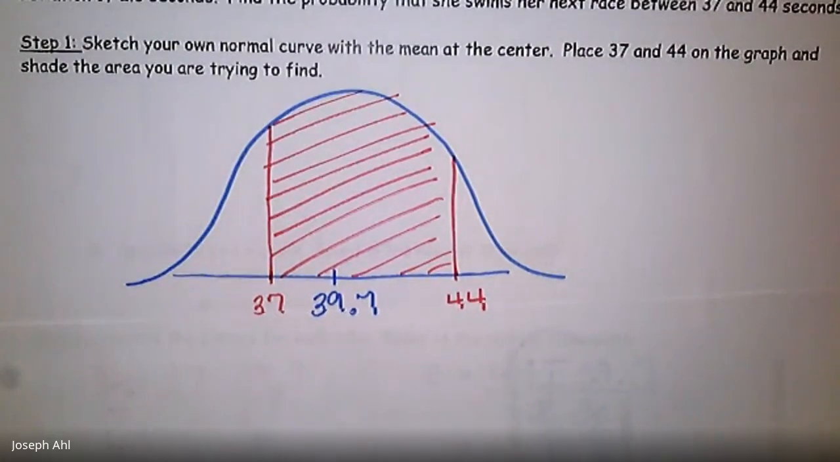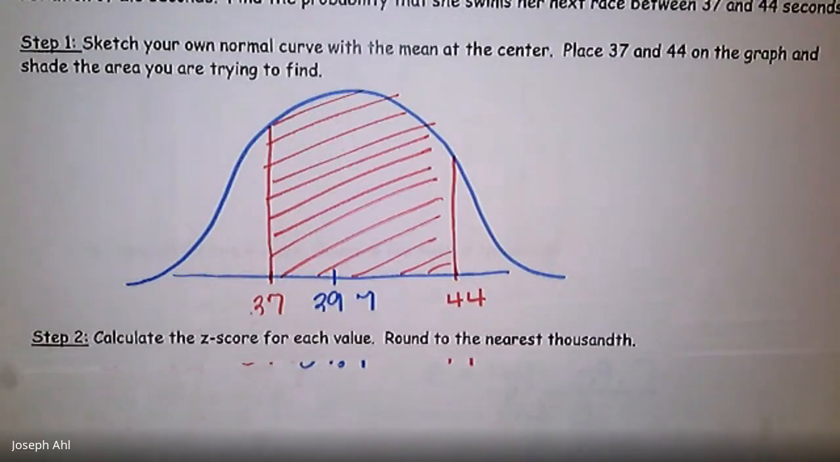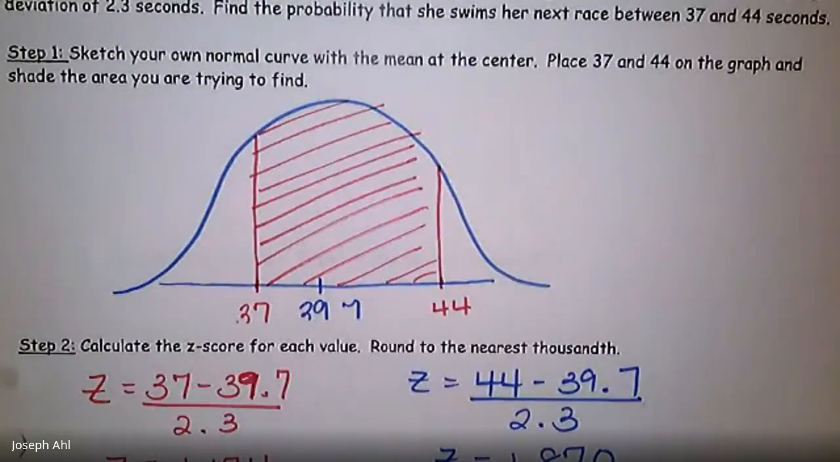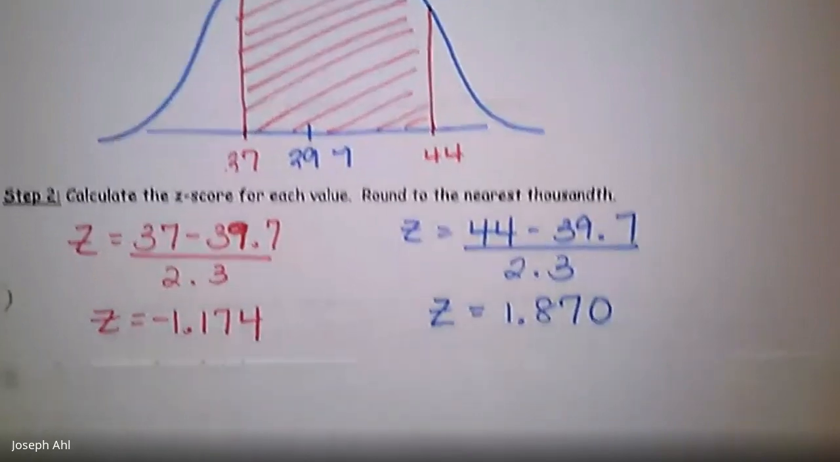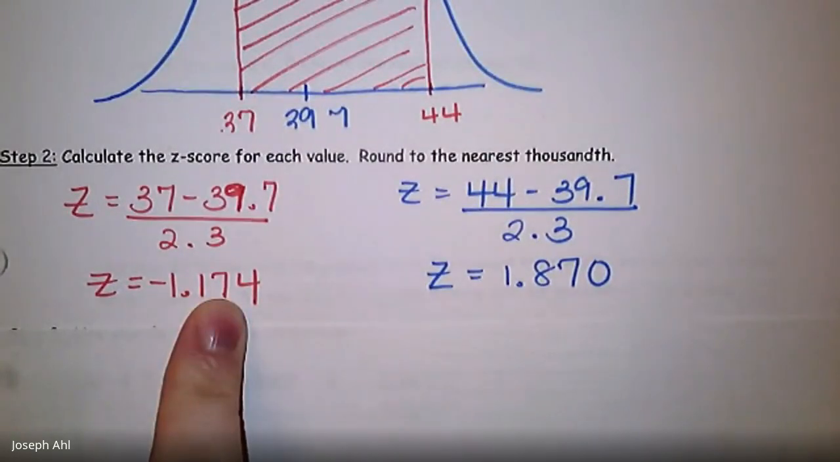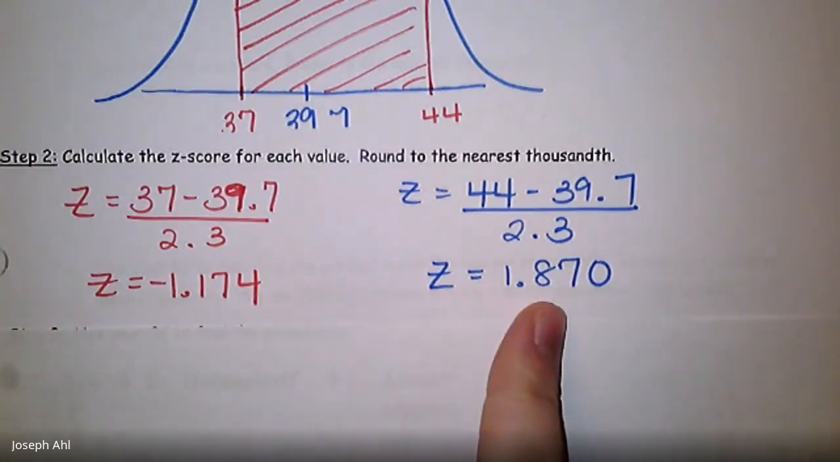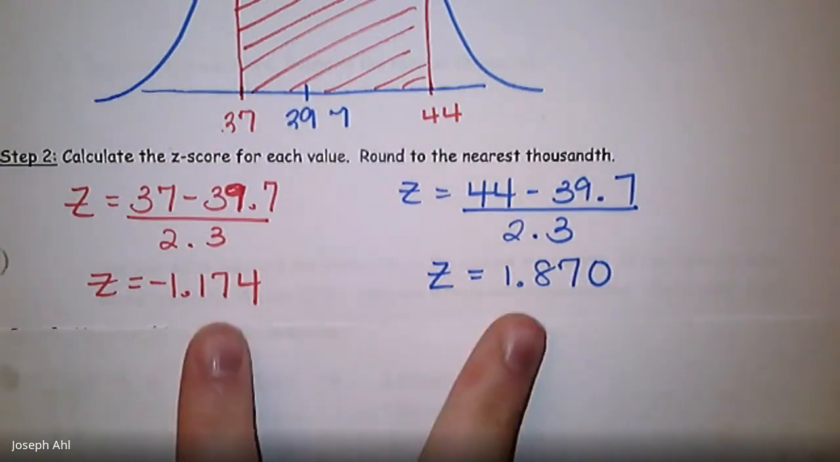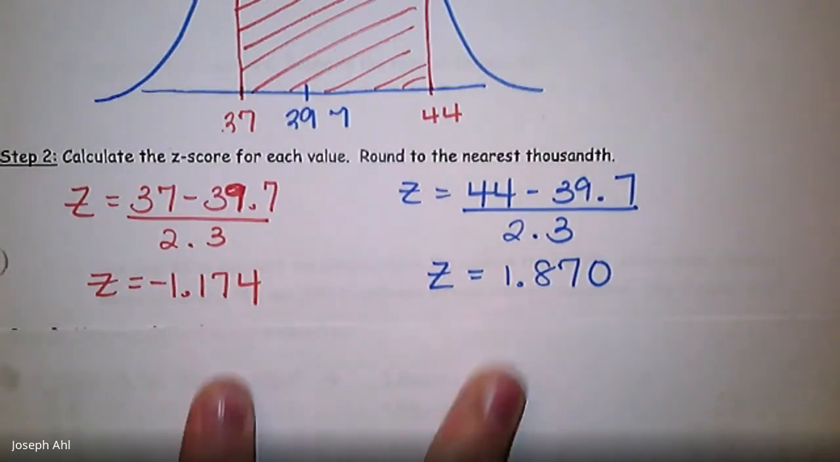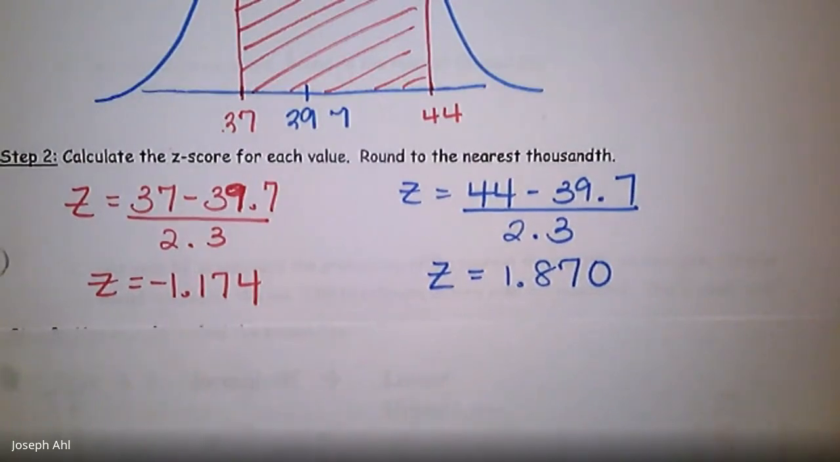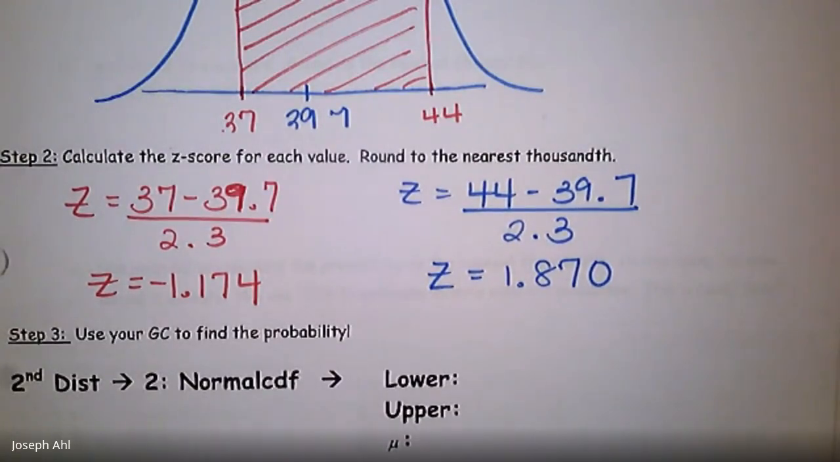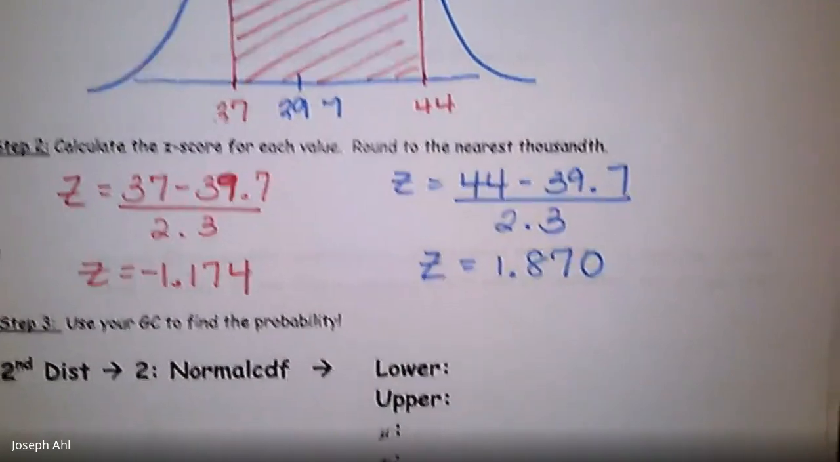So what do we have to do? We have to calculate the z-scores that correspond with each one of those times. In this case, a z-score for the time of 37 seconds would be negative 1.174, which makes sense because it's below the mean. And a z-score for 44 seconds is 1.870. So we're going to take those z-scores, and since we don't know exactly where they fall on the chart, now's where we get to use the calculator to help us determine what percent falls underneath that part right there.